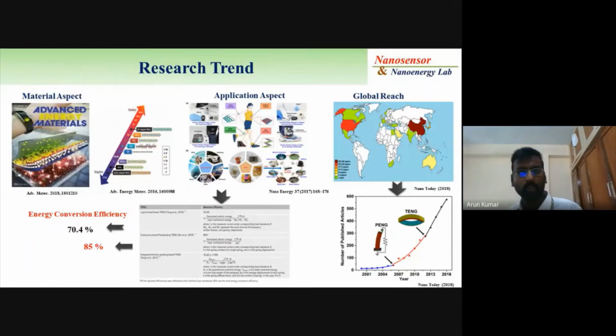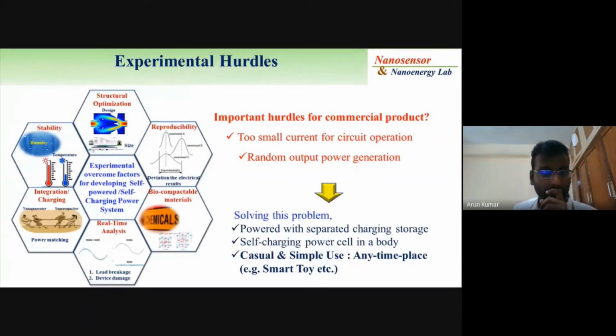The experimental hurdles, as I told, are stability, structural optimization, and real-time analysis. We are going to see the deviation in the electrical result. This is where the measurement system comes in, your data acquisition. Depending on the data acquisition, your measurement will vary.